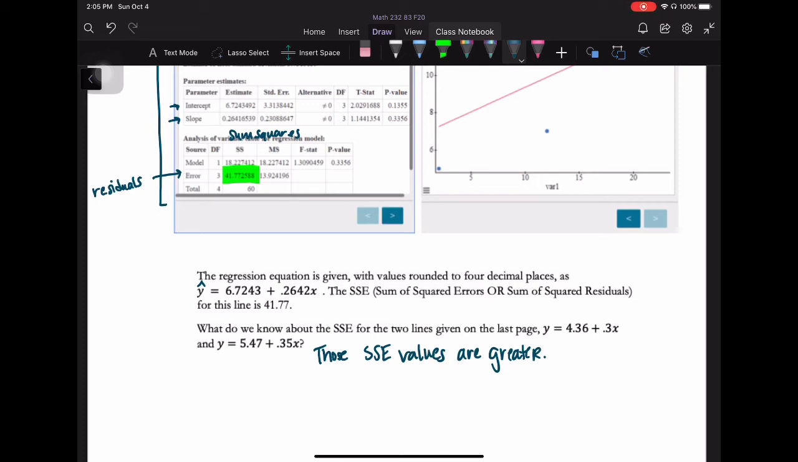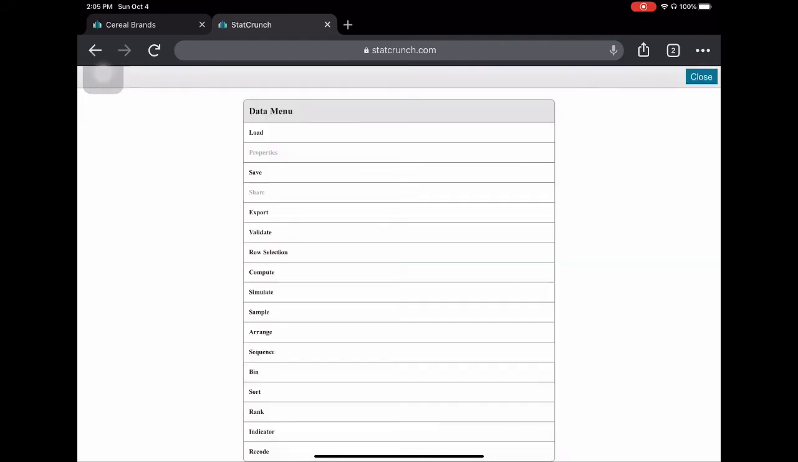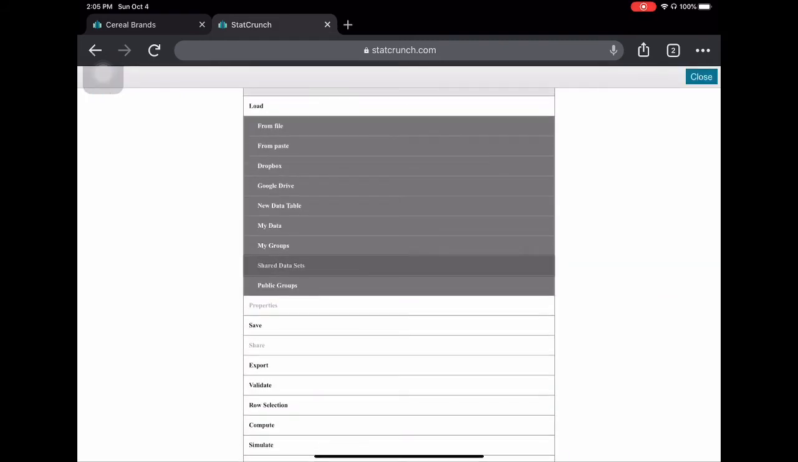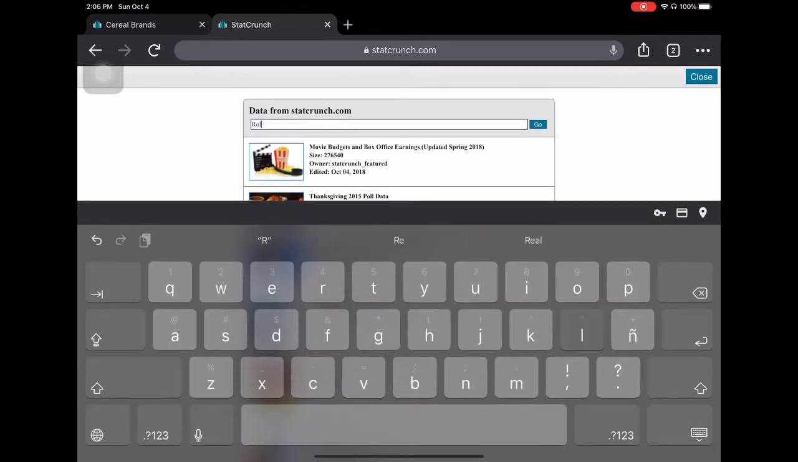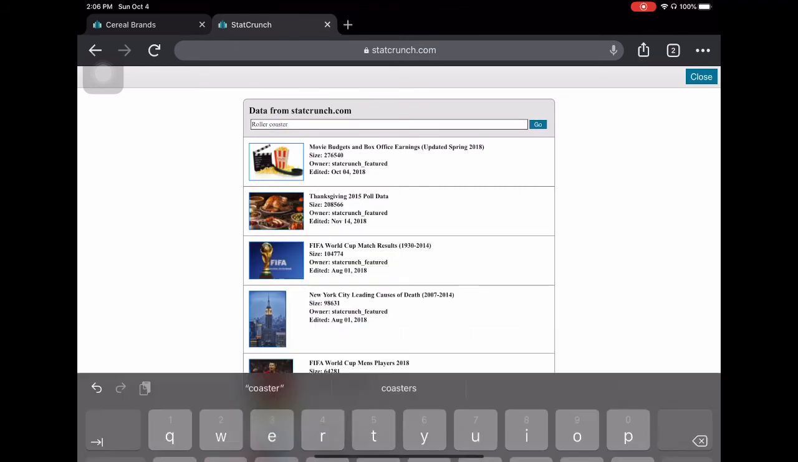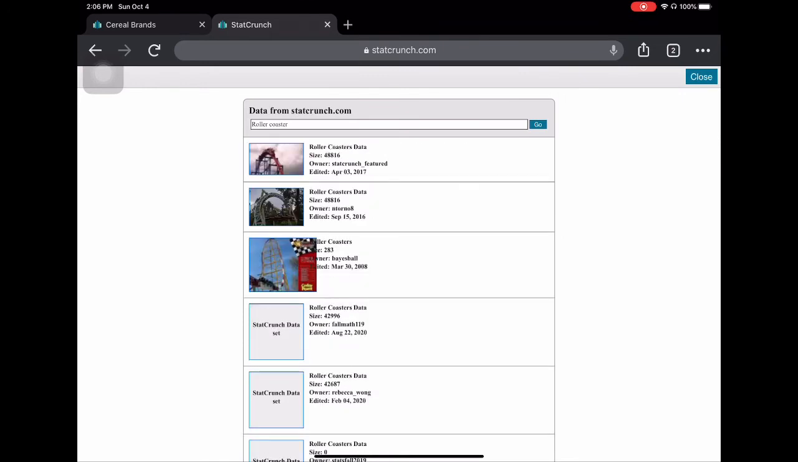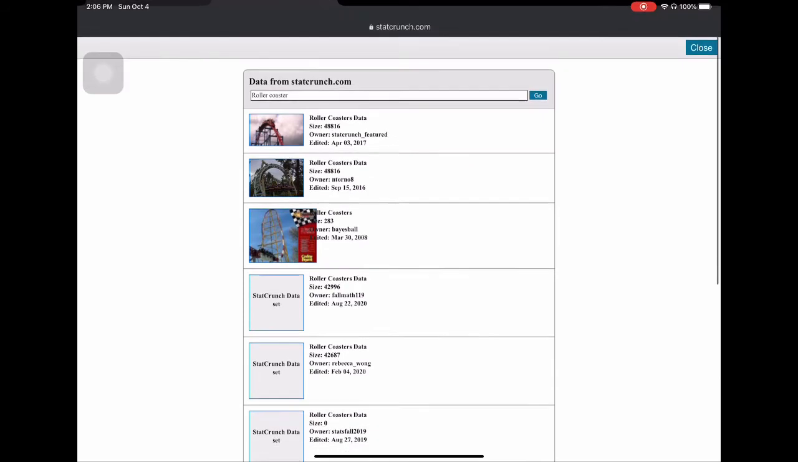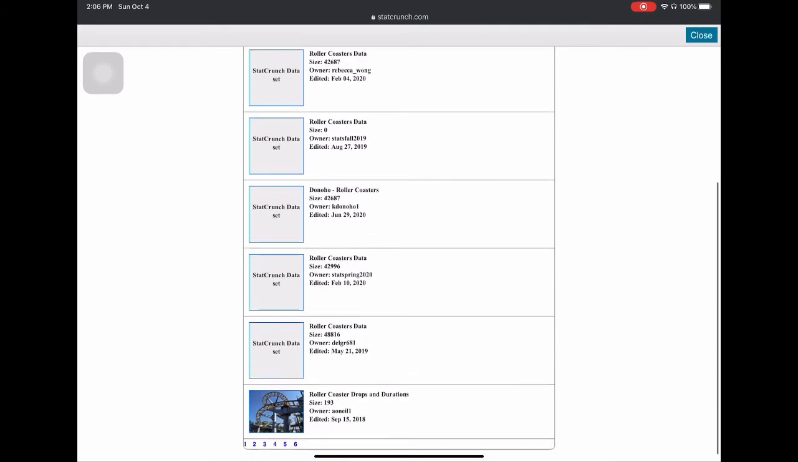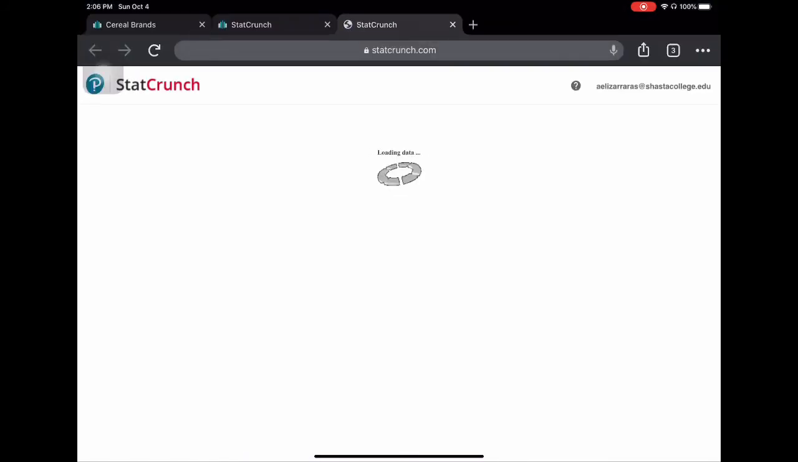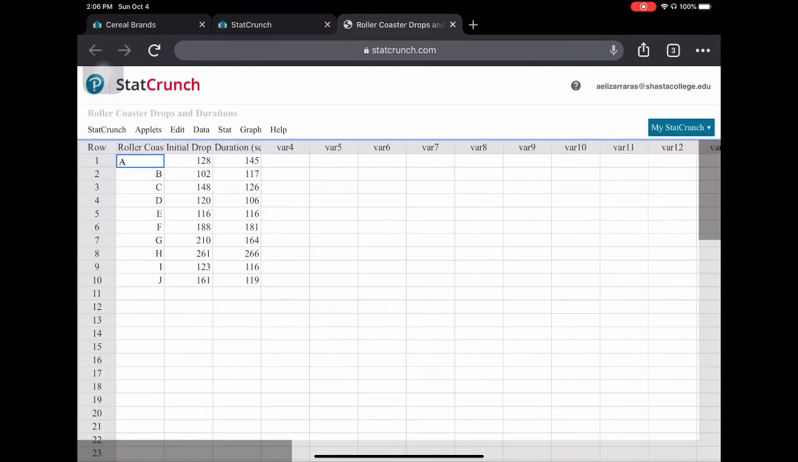Now we're going to go back to StatCrunch and talk about the roller coaster data. Okay, we're going to load the data set. We go to Data, Load, Shared Data Sets, and that is the roller coaster drops. We go ahead and type in roller coaster. And we want the one that is by A. O'Neill, not by StatCrunch. Roller coaster drops and durations. If I had typed in the whole name, it probably would have been better.